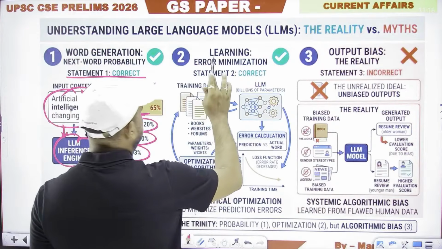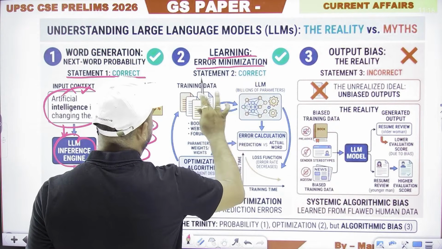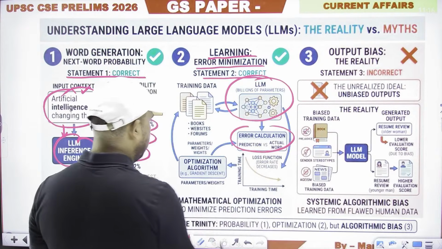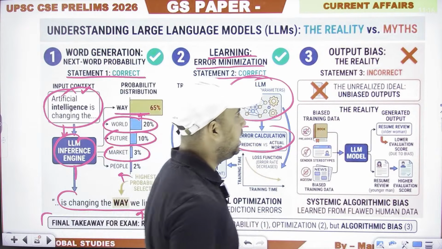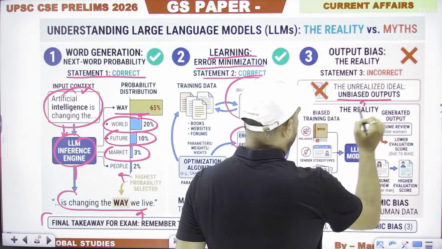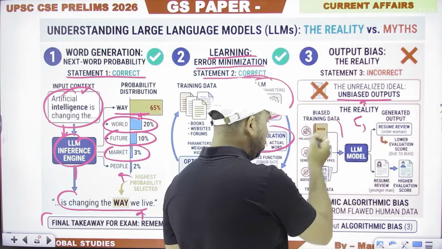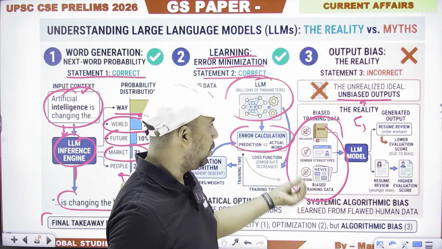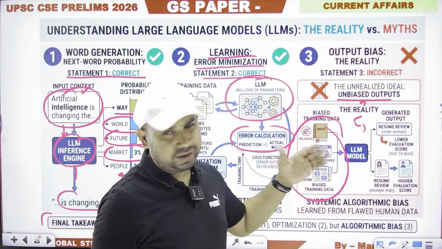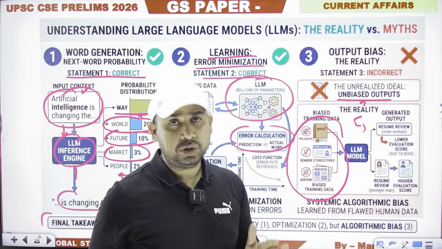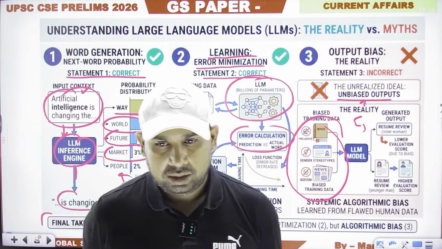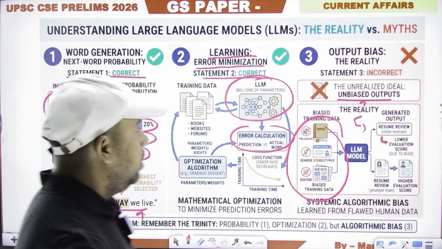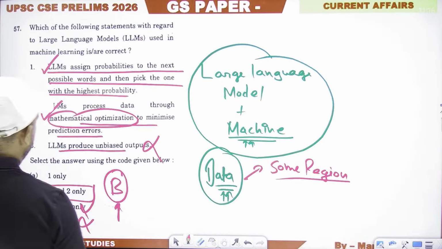In the second statement, they are saying learning error minimization, that is correct. So an LLM has billions of parameters with error calculation based on mathematics. But the third statement is saying AI gives unbiased output. The reality is that AI is associated with biased training data like news, gender stereotypes, or any kind of books, so whatever answer it produces, it has some bias. So that's why the correct answer is 1 and 2 only.